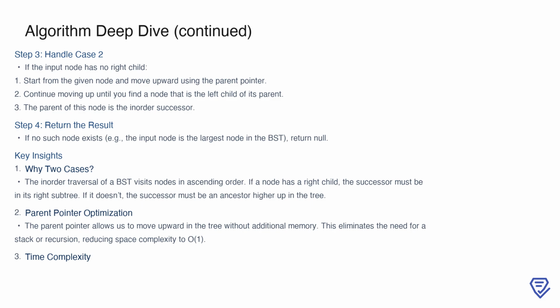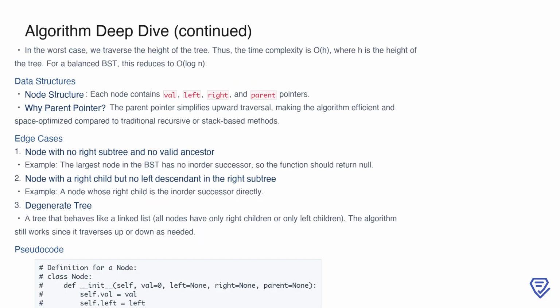Finally, the time complexity is determined by the height of the tree, which means it is O(h). For a balanced BST, this further reduces to O(log n). In terms of implementation, the node structure is quite important. Each node in the tree contains val, left, right, and a parent pointer. The parent pointer is what allows us to traverse upward efficiently. Without it, we would need to maintain a stack or use recursion, both of which would increase the space usage of our solution.